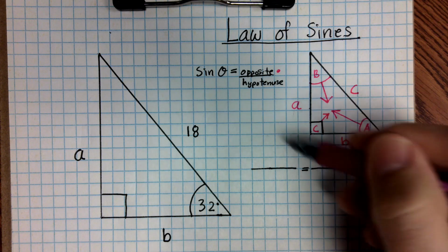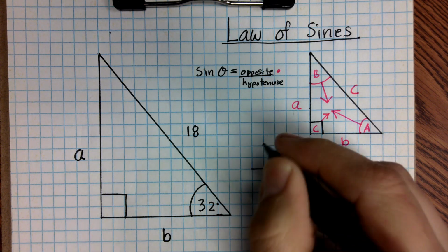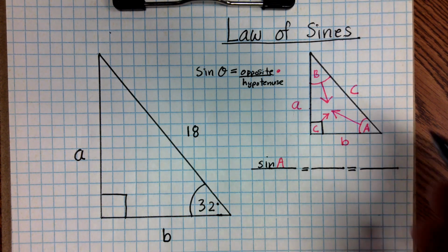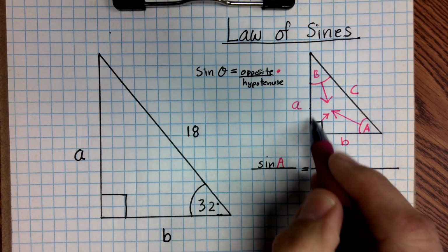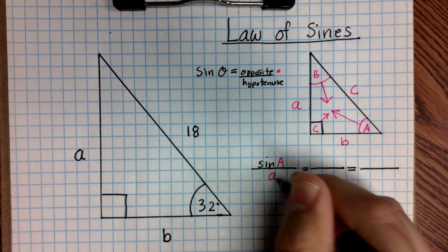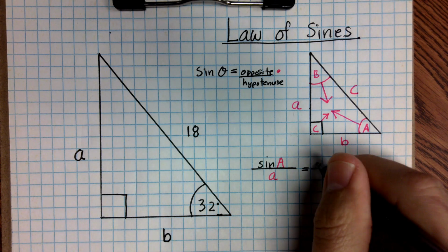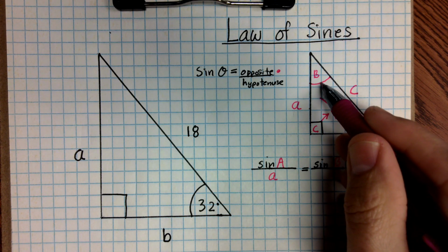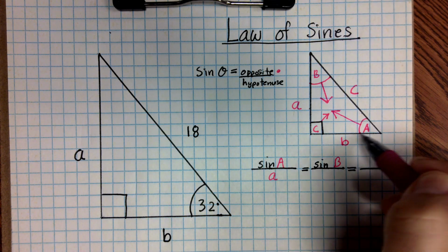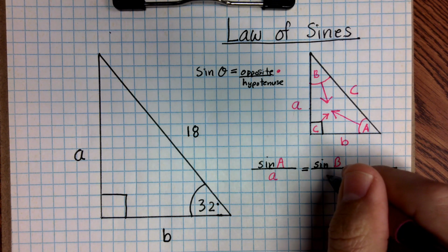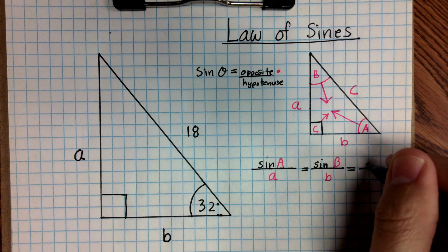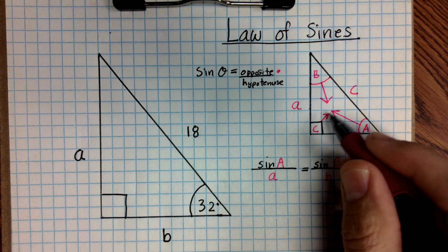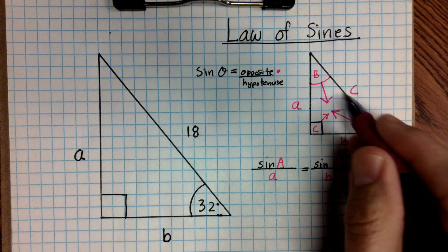And so I'm actually going to write out the law of sines, which is sine A, in other words, the angle of A, has a relationship with the side of the triangle, which is A, which is opposite the angle. And then sine B has a relationship with side B of the triangle, because it is opposite angle B. And sine C has a relationship with the side of the triangle opposite of angle C, which is the hypotenuse.